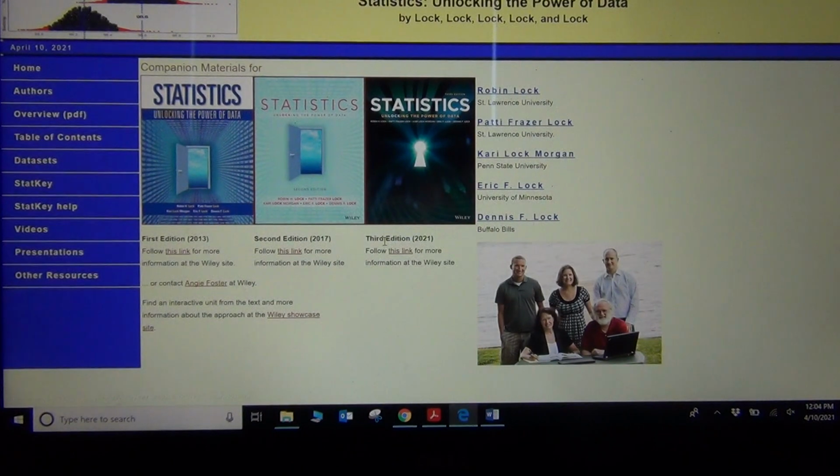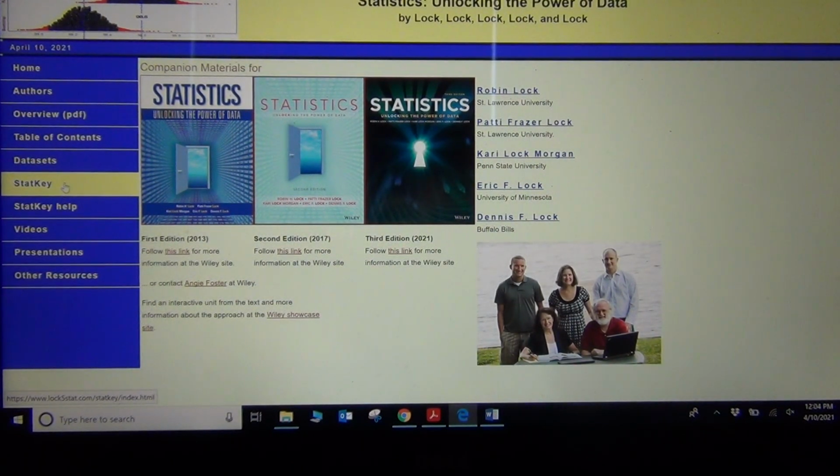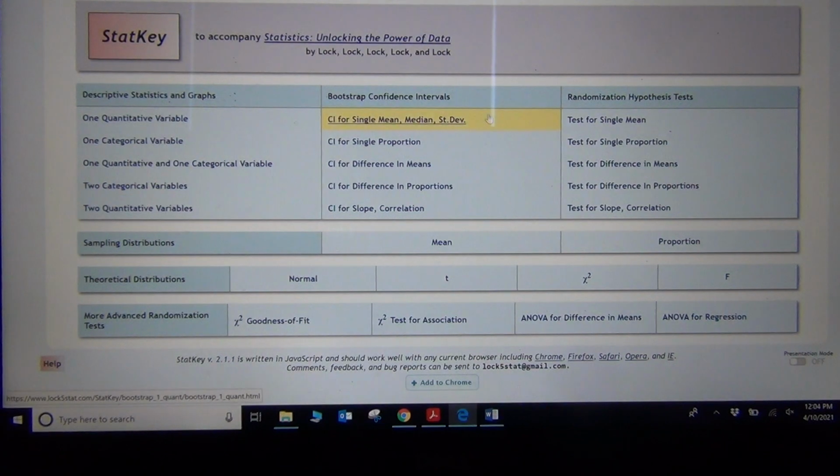So this is StatKey. Again, we go to lock5stat.com, and it's a great program. I really like it a lot. We're going to click StatKey, and here's our randomized hypothesis test right here. We're looking for test for single proportion. Remember, this was a test about a percentage. So we should not click mean or difference in means or any of those other ones, because that's going to mess it up. You have to click the right test. So we're going to test for single proportion.